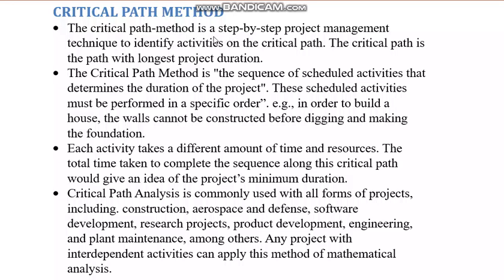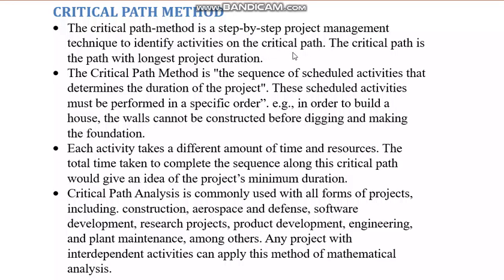So here the definition says it is a step-by-step project management technique. Those people who are studying project management, they study this. Okay, but even in mechanical engineering, even for our process planning also, we can use this critical path method, CPM. And this is used for identifying the activities on the critical path.